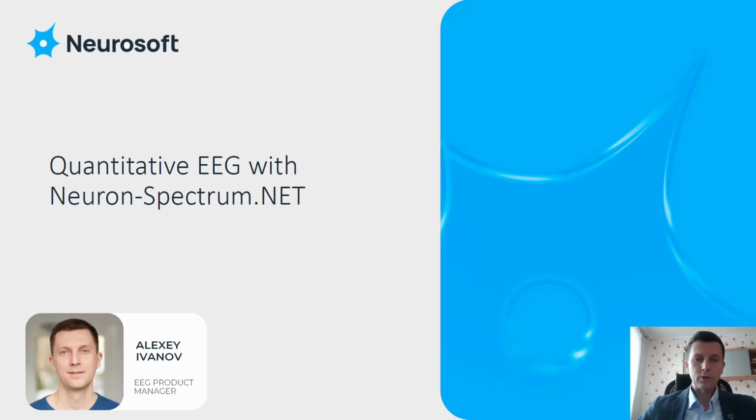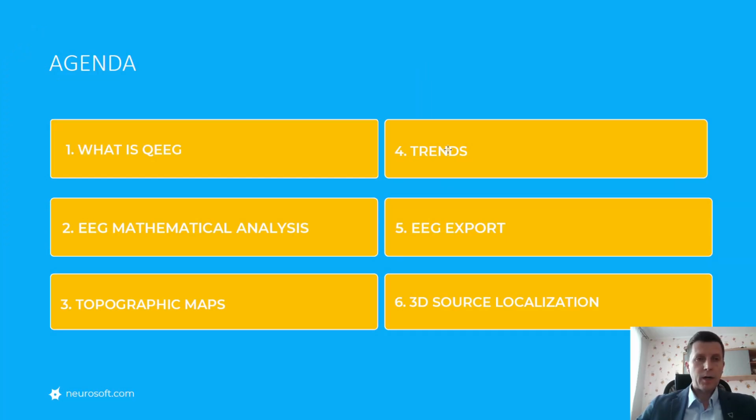Quantitative EEG with Neurospectrum.net software. My name is Alexey Ivanov and I'm EEG Product Manager in Neurosoft company. Here is my agenda for today. First of all, we will say a few words about what is qEEG. We will tell a few words about EEG mathematical analysis, topographic maps, trends, EEG export, and 3D source localization software.